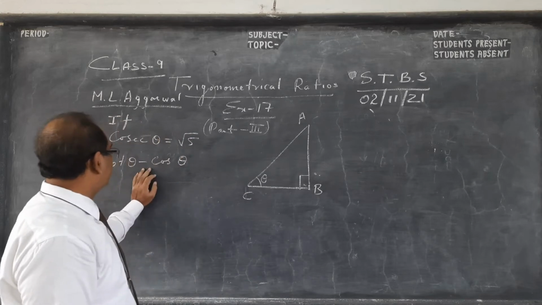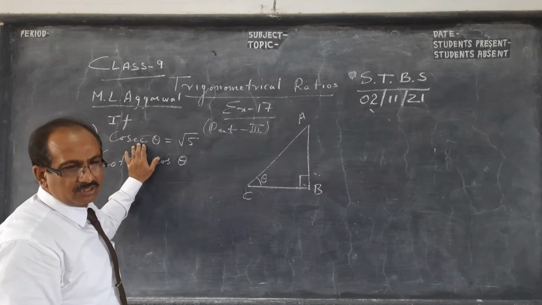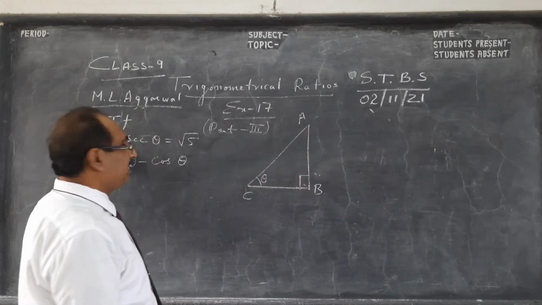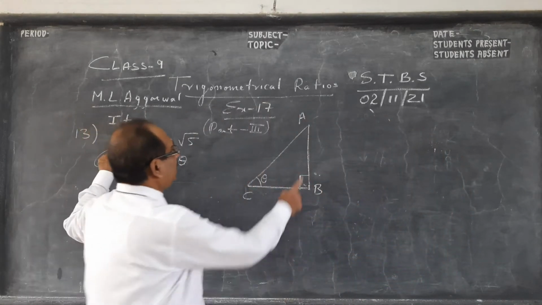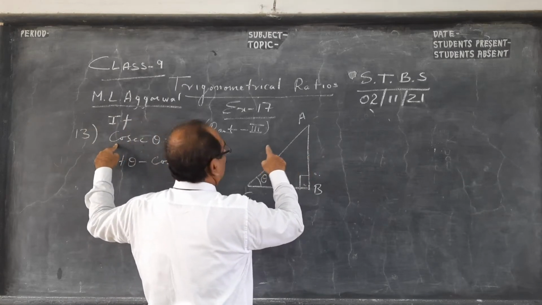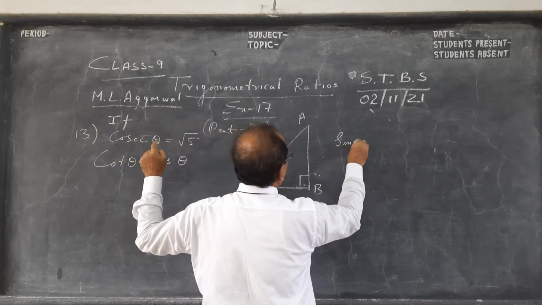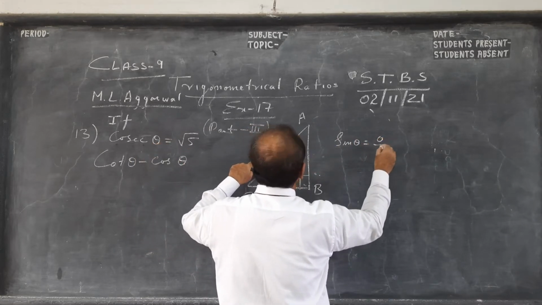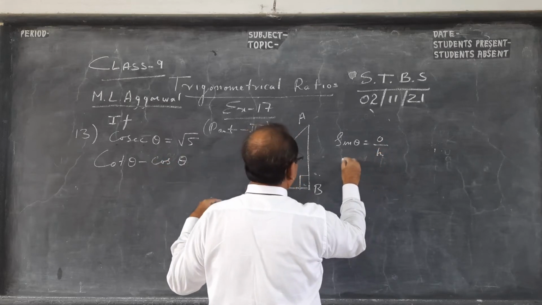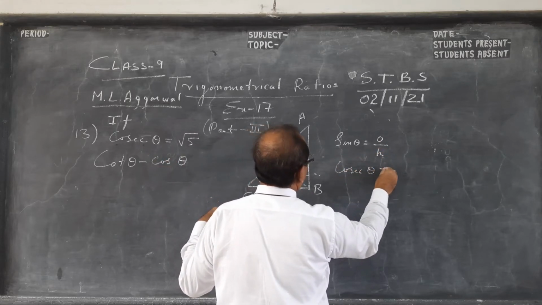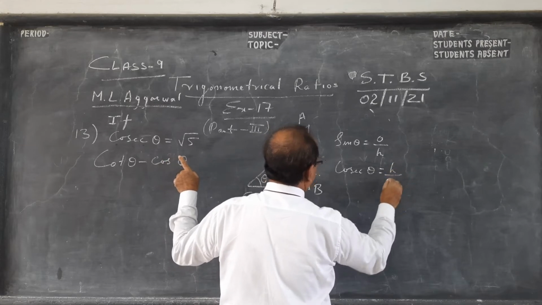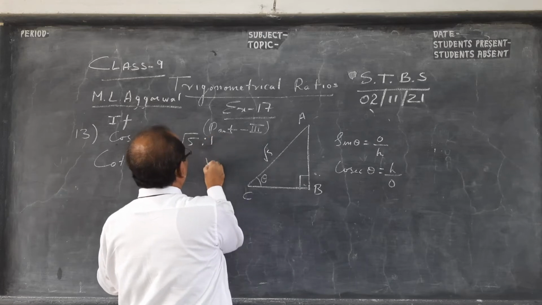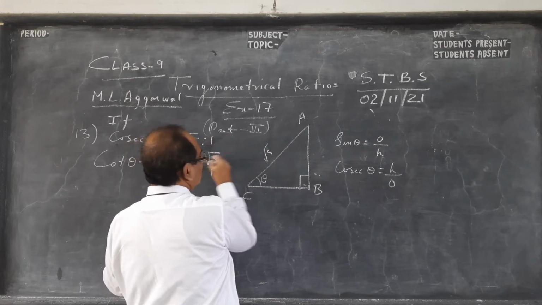So cosec theta, as I taught you in my first video children, is the reciprocal of sine. It starts with C. So sine is this by this. Sine is perpendicular, which we call opposite in that system, by hypotenuse. So cosec is hypotenuse by opposite. So it is root 5 is to 1, or root 5 by 1. Okay, so this is 1.